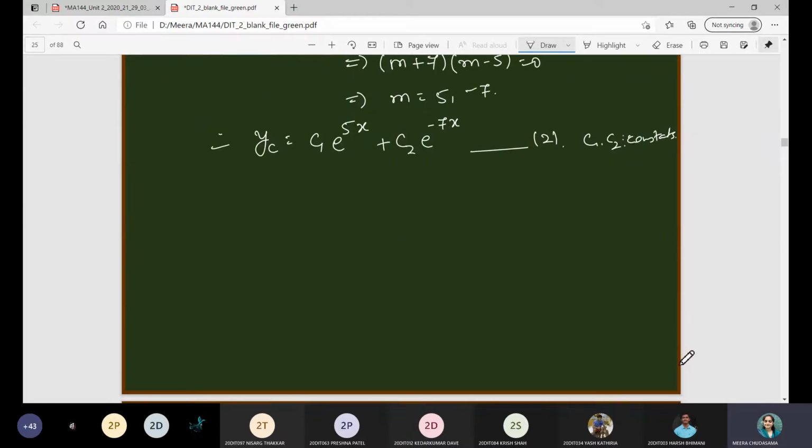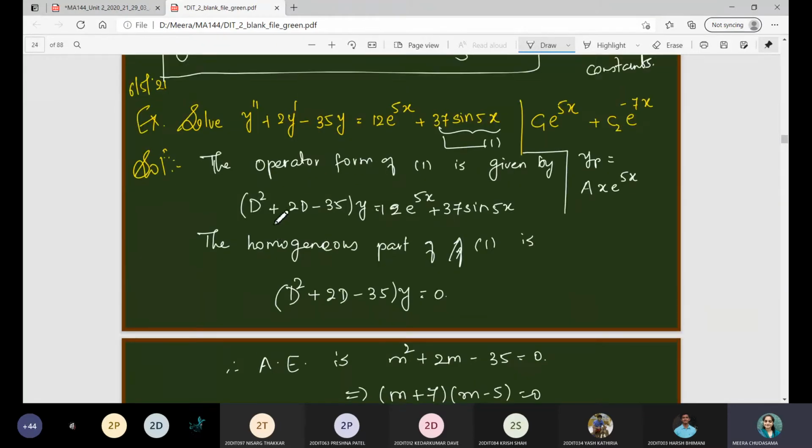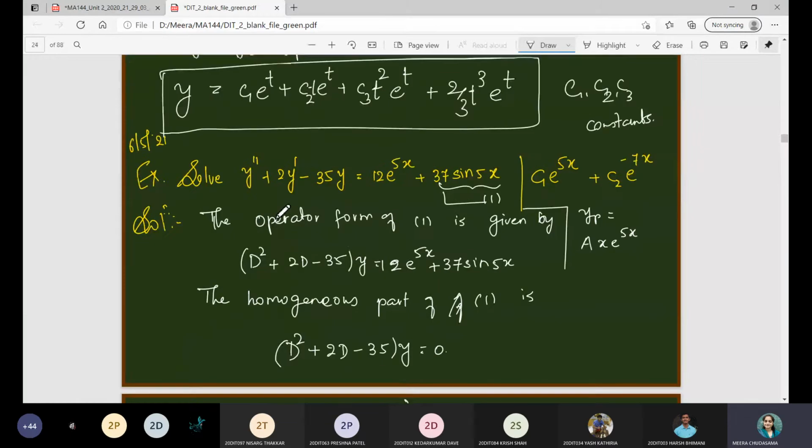So now we have to come to the non-homogeneous part. To have the non-homogeneous part, let me consider y1 of x as e raised to 5x and y2 of x as e raised to minus 7x. Okay, so what is r of x? So let me write it. R of x means it is given 12 e raised to 5x. Just a moment.